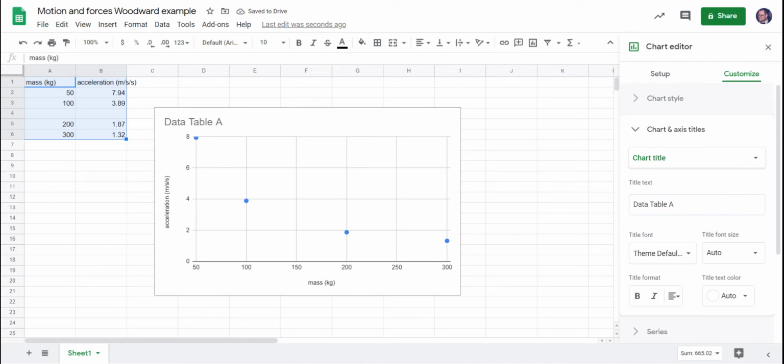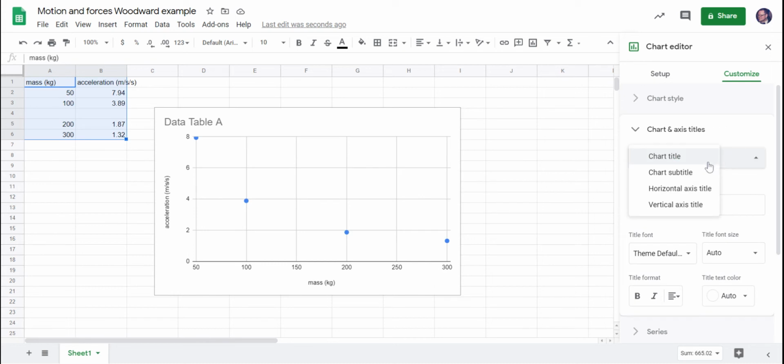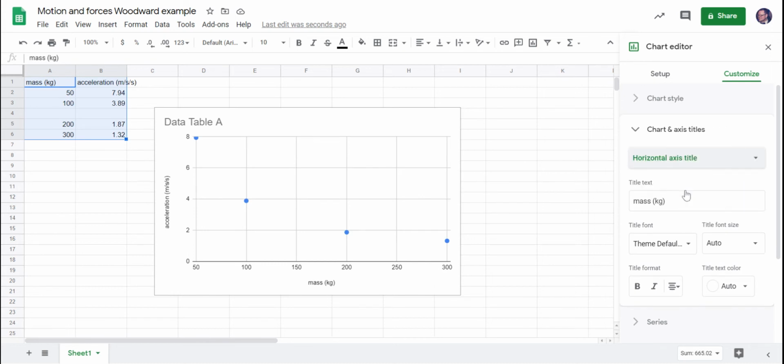As long as you know what it's for, that should be fine. And then our horizontal axis is mass, perfect. Our vertical axis is acceleration. That's exactly what we want.